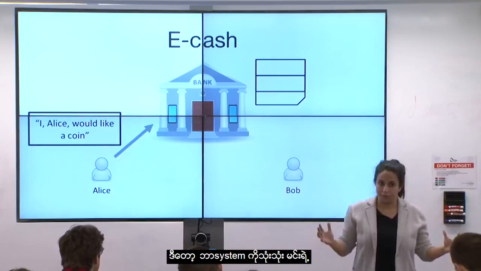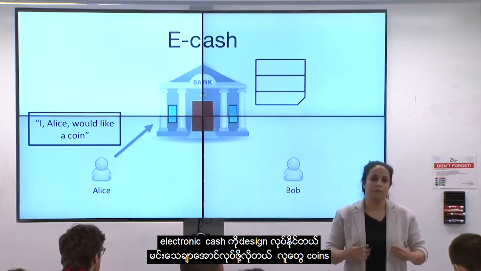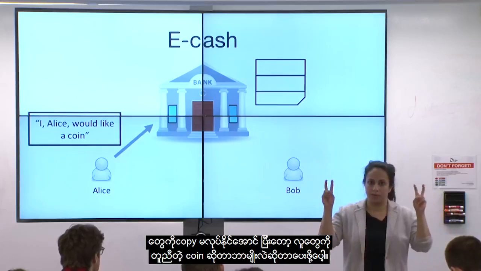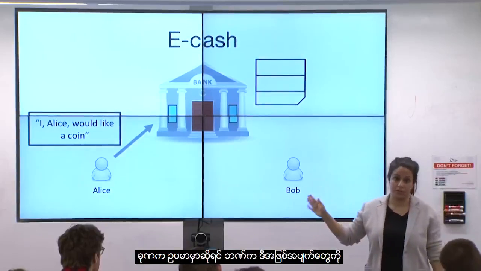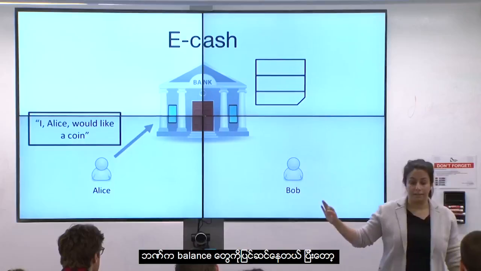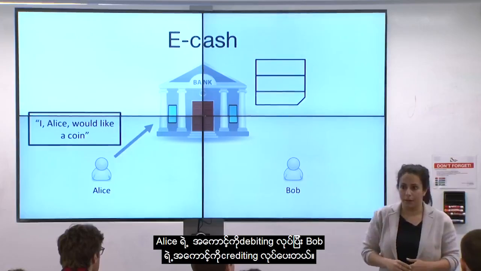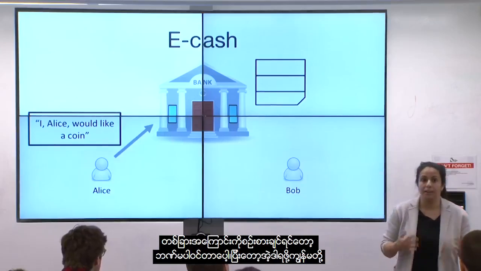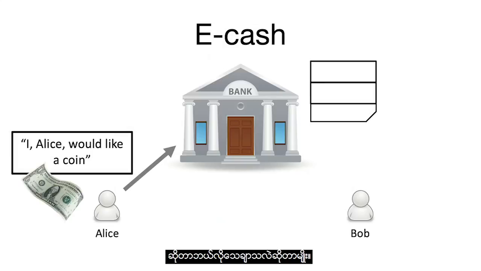So whatever system you use to design your electronic cash, you need to make sure that people can't just copy coins and give what is sort of the same coin to multiple people. In the previous example, the bank was making sure this happened. The bank was maintaining balances and debiting Alice's account and crediting Bob's account. But if we want to think about something that doesn't involve the bank, and we're starting to get there, then we need to think about how to ensure that a coin can't be what is known as double spent.